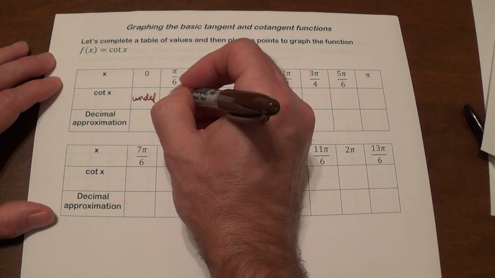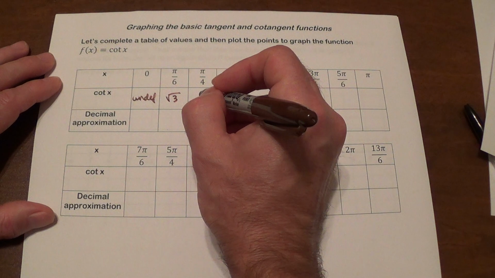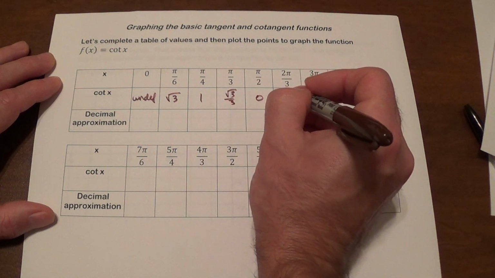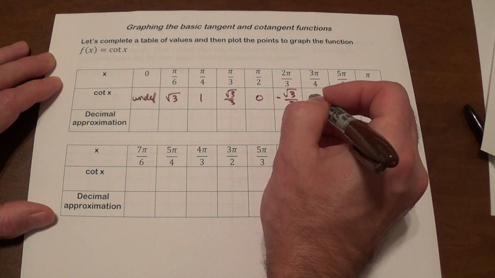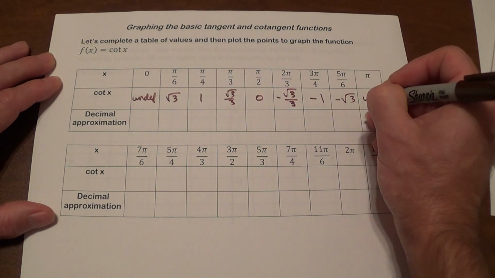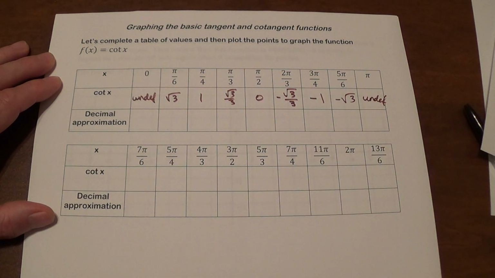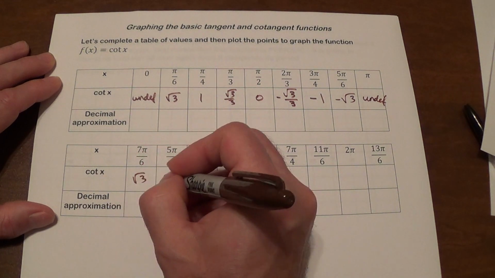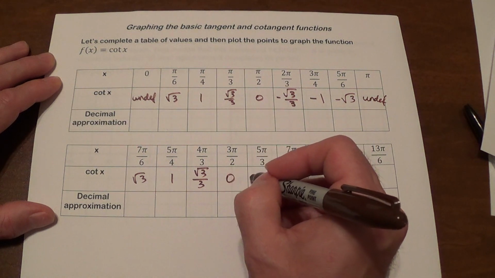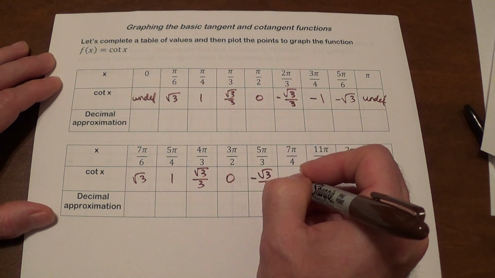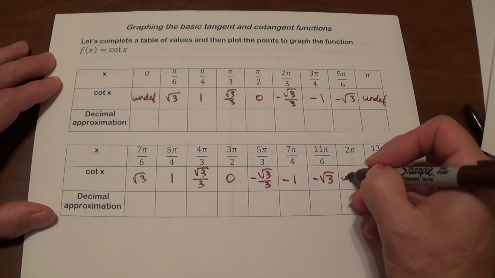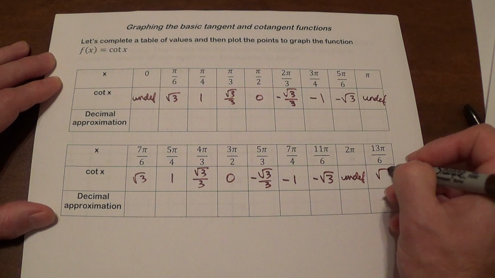Pi over 6. I'm just going to write this quickly. Square root of 3, 1, square root of 3 over 3, 0, negative square root of 3 over 3, negative 1, negative square root of 3 at pi. It's undefined again. 7 pi over 6 square root of 3, then 1, then square root of 3 over 3, then 0, then negative square root of 3 over 3, then negative 1, negative square root of 3. Here it's going to be undefined, and then square root of 3.